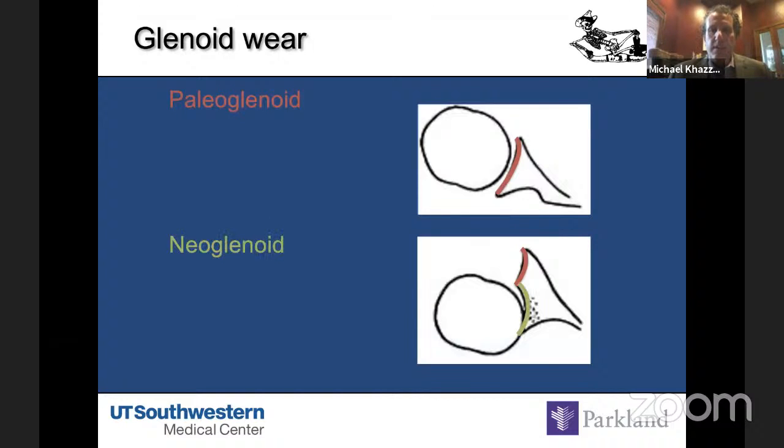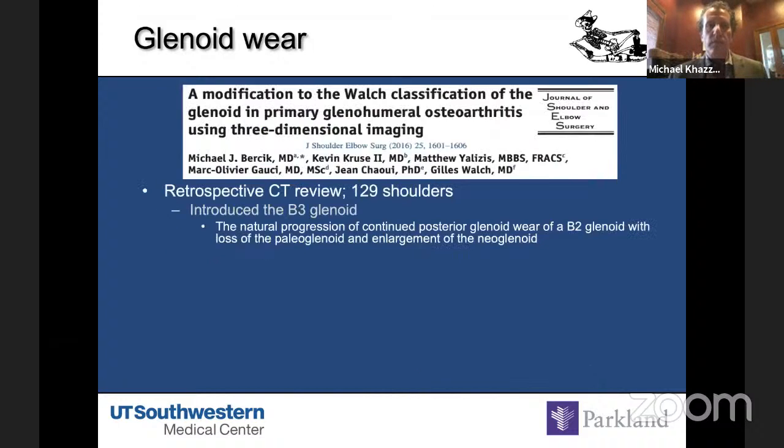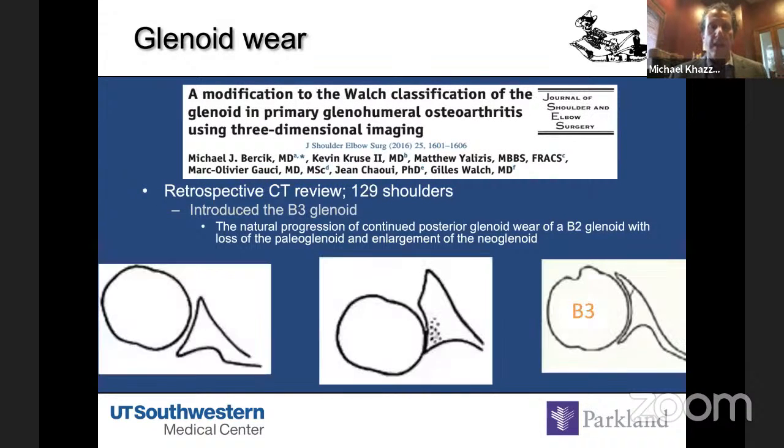And here's just descriptive diagrams of this. In the top, you can see in red the paleoglenoid, which is the intact subchondral bone. And then on the bottom, as you get posterior humeral head subluxation and medialization and joint wear, you get this neoglenoid formation, because the humeral head then articulates with the posterior aspect of the glenoid. The modified Walch classification from 2016 added some additional qualifiers to this.